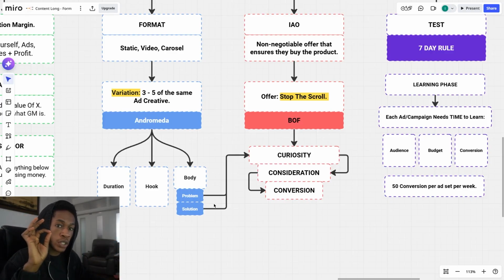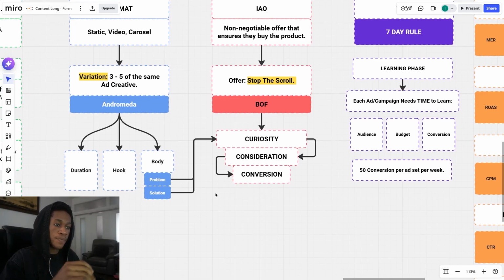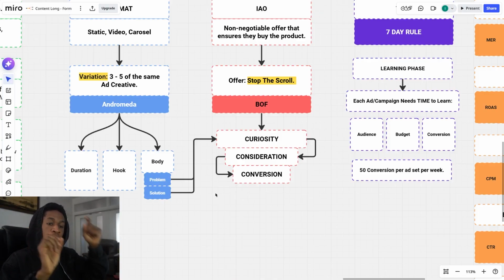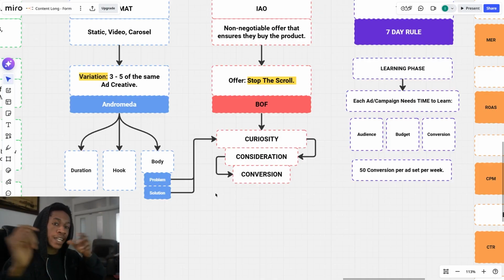That is when you invoke curiosity. From curiosity, if, for example, they didn't convert on the first ad, that's why we get retargeting ads, because then we take them from curiosity to consideration. And consideration is when they go from the ad into your site, add it to the cart, or view cart, or just look at the product and imagine.